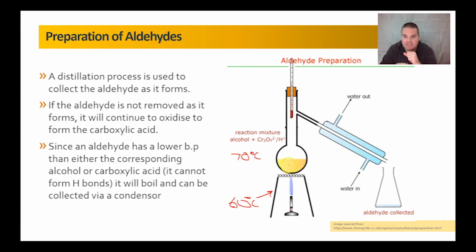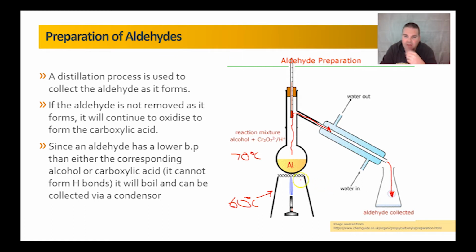What's going to happen is that as the aldehyde is formed within here, because the aldehyde boiling point is lower, that aldehyde is going to boil straight away. The aldehyde vapors are going to travel up here and enter the condenser, where they come into contact with the cooler water and condense back into a liquid.